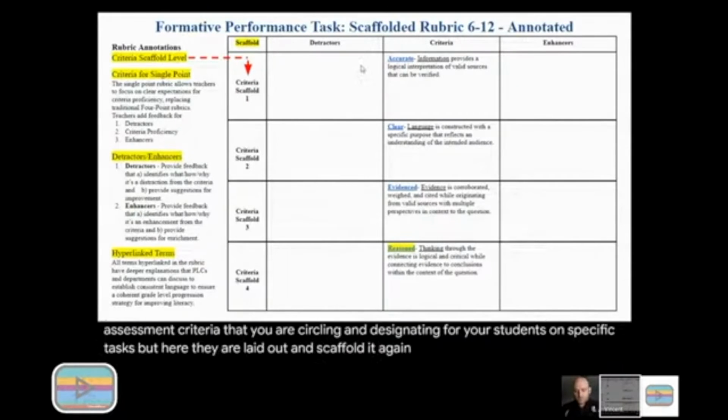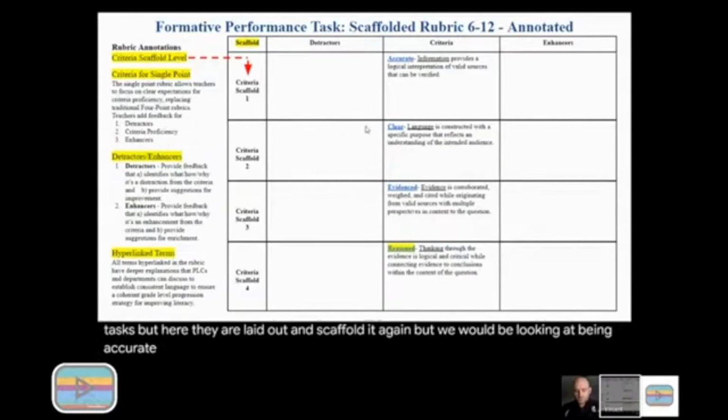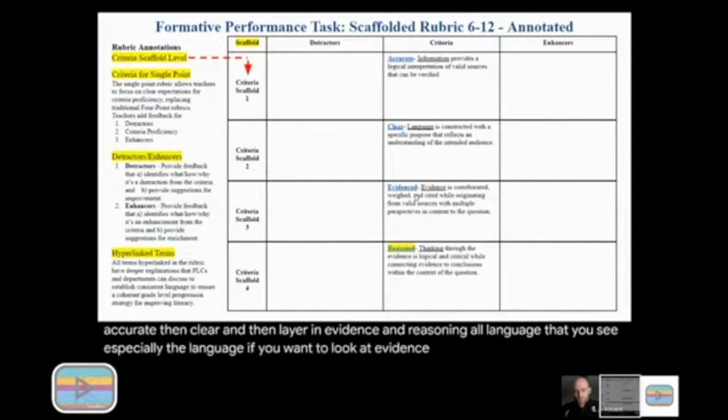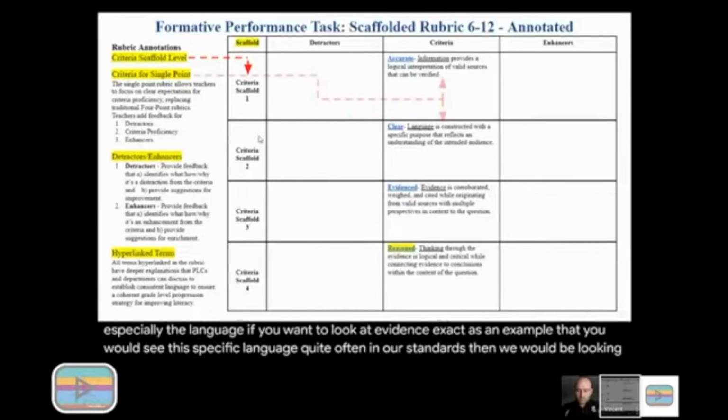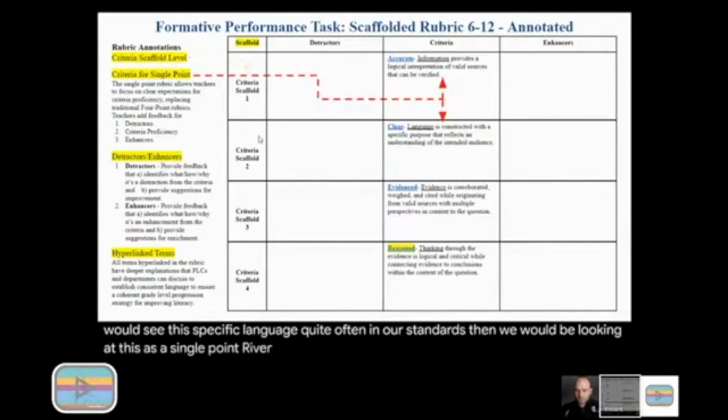So we would be looking at being accurate, then clear, and then layer in evidence and reasoning. All language that you see, especially the language you want to look at evidence as an example, that you would see this specific language quite often in our standard. Then we'd be looking at this as a single point rubric. Many people are used to seeing rubrics on a 4-point scale. We've shifted toward a single point rubric. Quite often the goal is being proficient.